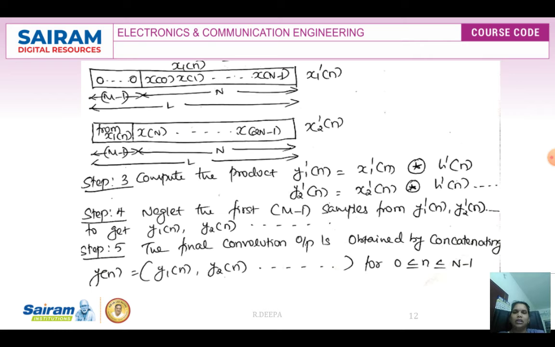So later the final linear convolution output is obtained just by concatenating y1, y2, y3 and so on to get the entire y of n. And we know the range of small n is going to be 0 to N minus 1. So this is the procedure for doing the overlap save method.